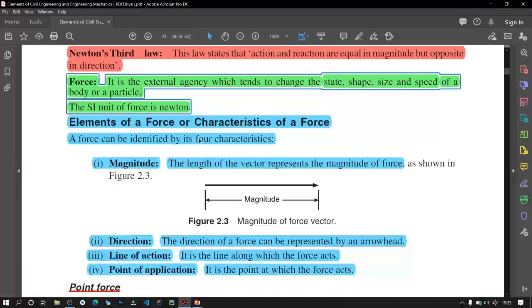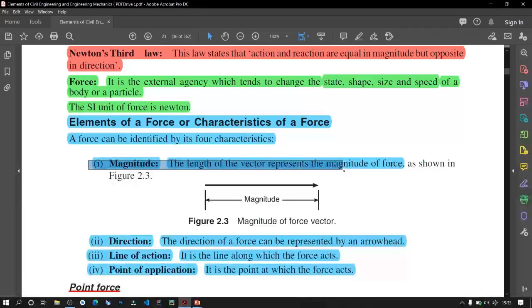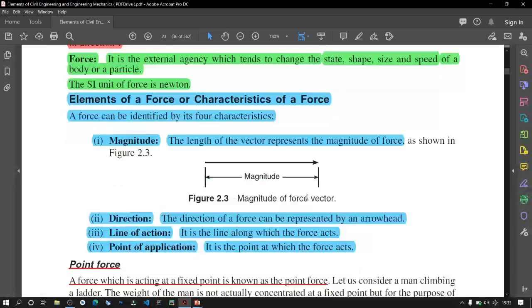Now the characteristics of force. The force can be identified with four characteristics: magnitude, where the length of the vector represents the magnitude of the force. Its direction is to this side. The line of action is parallel to the x-axis, and the point of application is where the force acts on the body. If I draw a body here, the point of application is this.